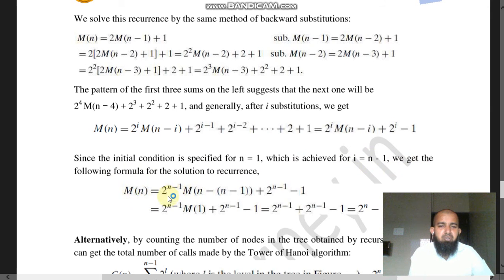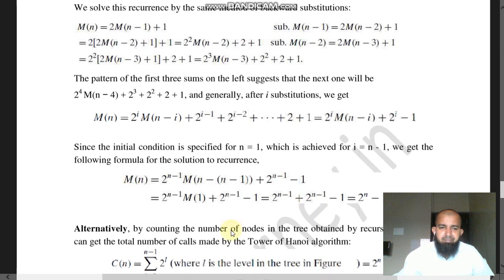M of n is equal to 2 to the power of n minus 1 M of 1 plus 2 to the power of n minus 1 minus 1. This is the general form. Simply, n minus n gets cancelled and 1 remains. So 2 to the power of n minus 1 plus 2 to the power of n minus 1 minus 1. Again, if you simplify, you get 2 to the power of n minus 1.